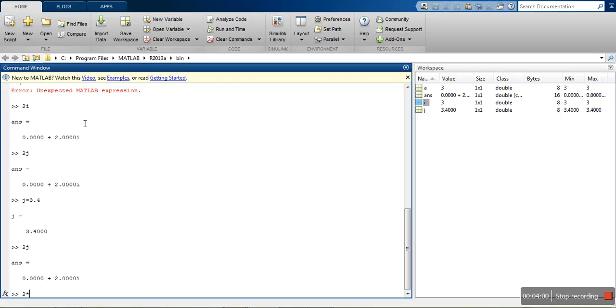Now enter 2 multiplied by j. It will show the value of 2 multiplied by j. Here it doesn't consider j as the complex number square root of -1. So this is the fact which must be remembered.